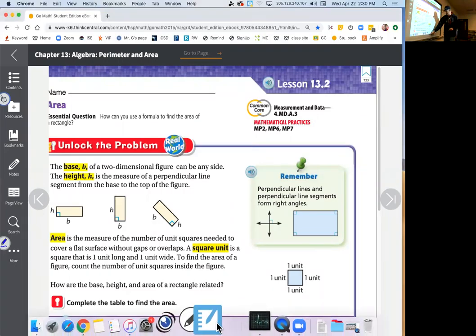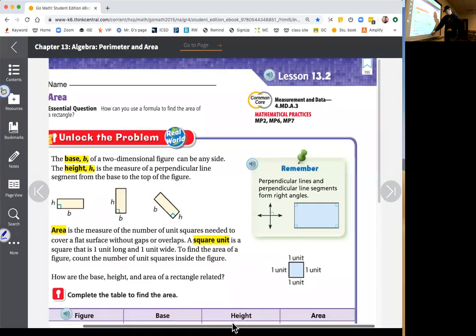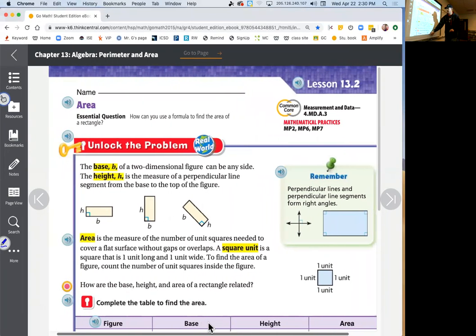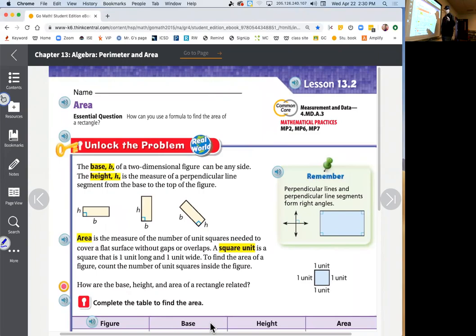13.2 area. What are we doing here? Area. So area, there's a couple things we need to know for area. We need to know the base. That's kind of like length or height, width or length. The base and height are the same thing. They kind of mean the same thing, because base and height are the same as length and width. So they call them different things sometimes. But your base is normally the bottom one, where your height is always the one that goes up and down. Okay? Base and height.